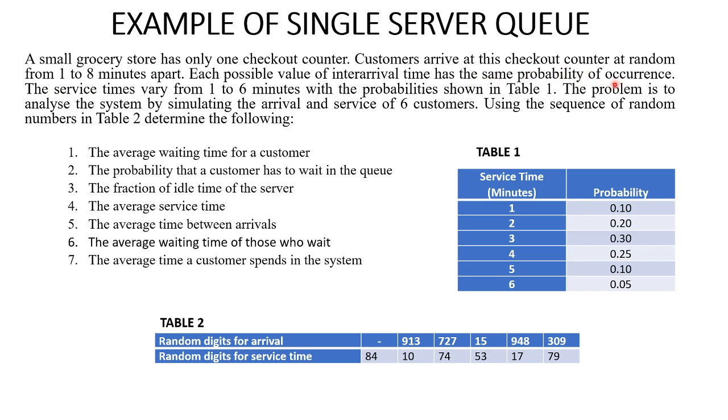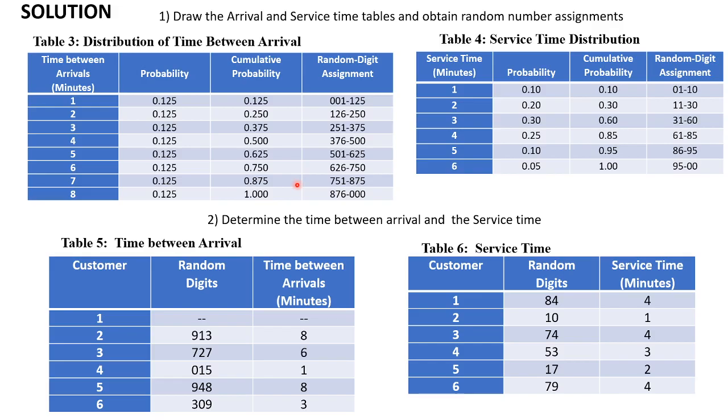So customers arrive from 1 to 8 minutes apart, and each of them has the same probability of occurrence. This means that from this 1 to 8 minutes of random arrival, each has the same probability, which is going to be 1 divided by 8, 1 over 8. So first, we draw the distribution of time between arrival.